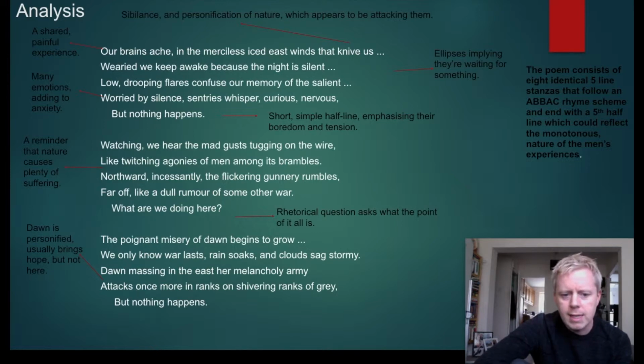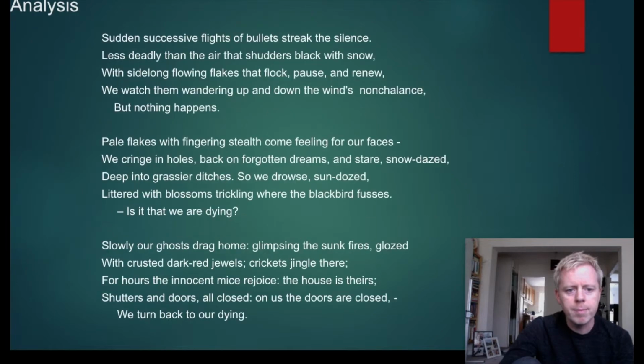Dawn massing in the east, her melancholy army, personification. Dawn is personified. Usually brings hope, new day, but not here. Melancholy army attacks once more in ranks on shivering ranks of grey. So repetition of ranks, it's like relentless and vast. Melancholy army, enjambment there, run on lines, so it's continuous, it's relentless. And then there's the end stop with grey, but nothing happens. Half line again, repetition of the end of the first stanza.